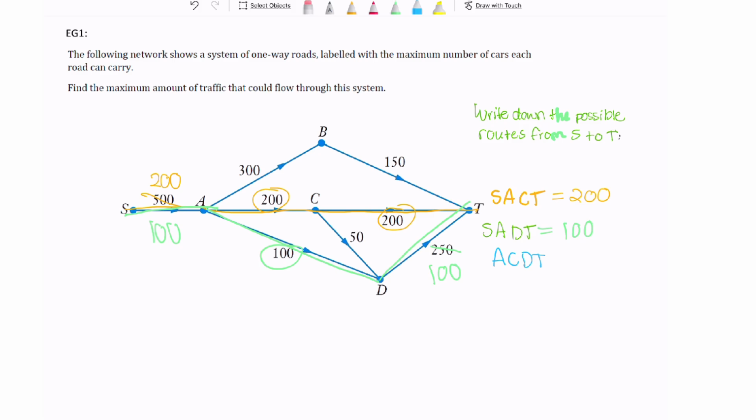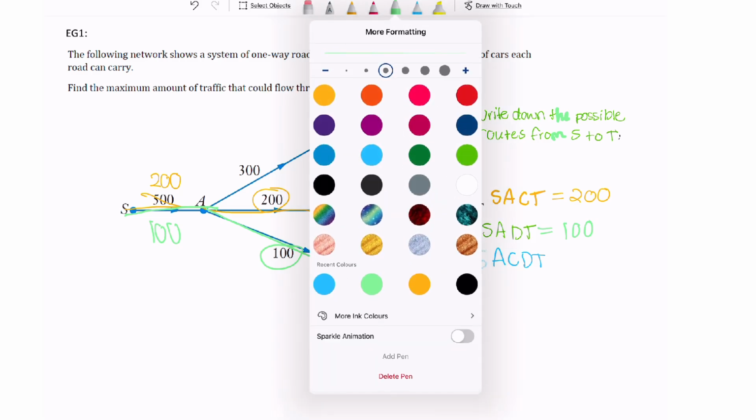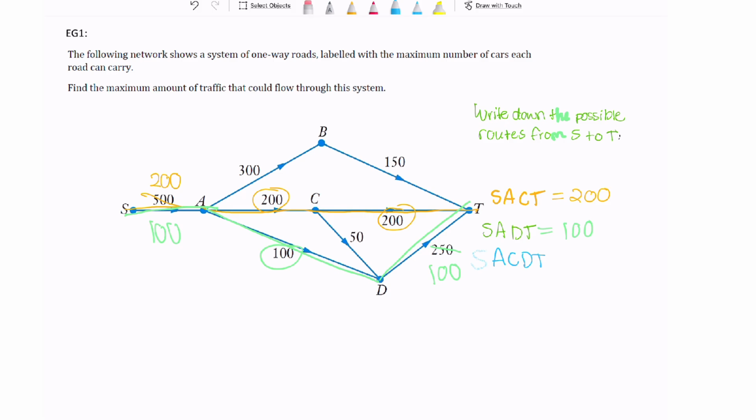Now I've got my blue path. S-A-C-D-T. So that's now coming down. I'd look along this and I go, oh, okay, I could use the 50. But hang on.